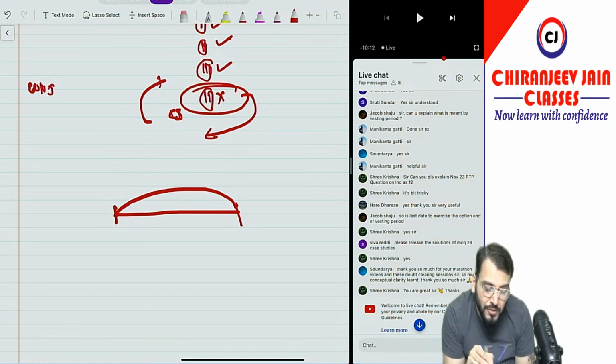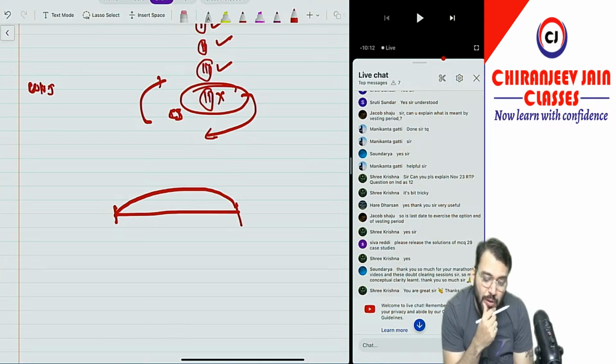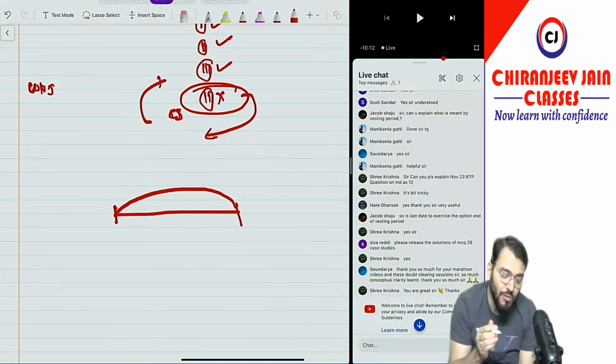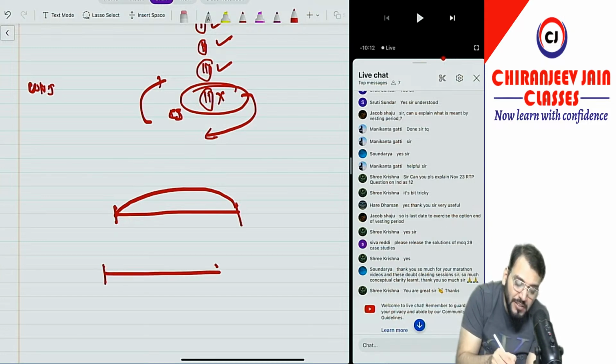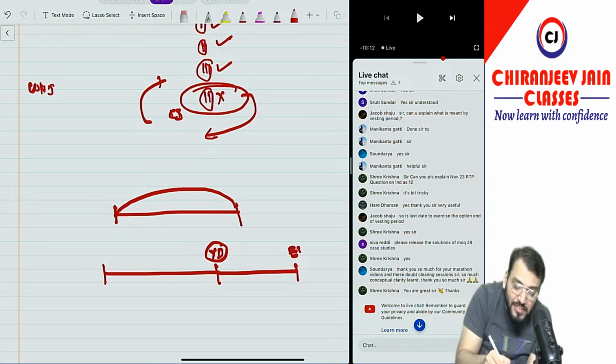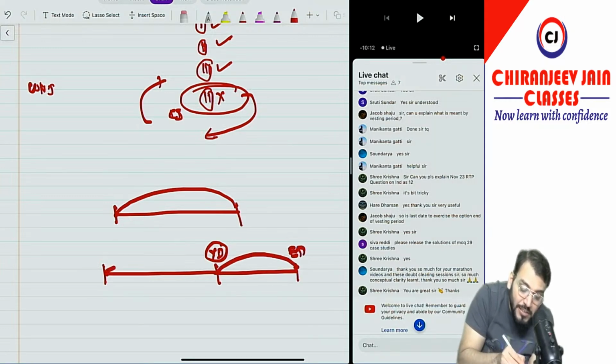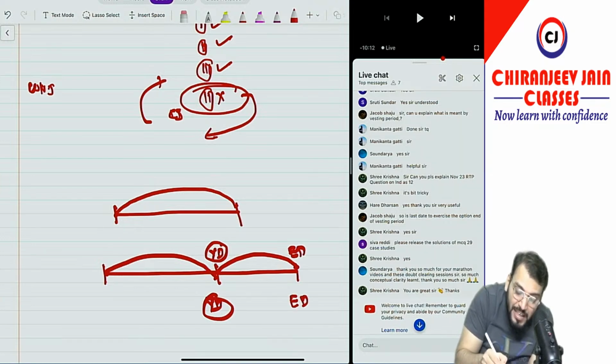One more doubt. Jacob: Is the last date to exercise the option the end of the vesting period? No. Just try to understand. When the condition is satisfied, that is known as the vesting day, and the last date of exercise is the exercise day. This is the vesting period, this is the exercise period, this is known as the vesting day. And when you exercise, this is known as the exercise day.